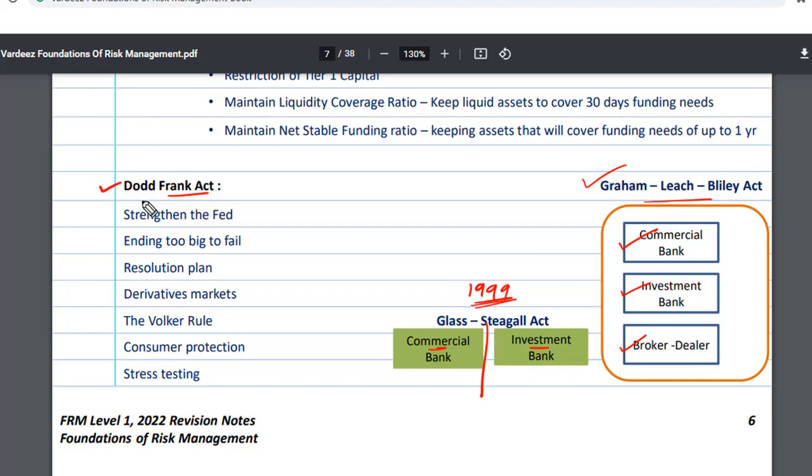And after the financial crisis, this Dodd-Frank Act was enacted to address several issues related to the protection of consumers and to have some market stability.